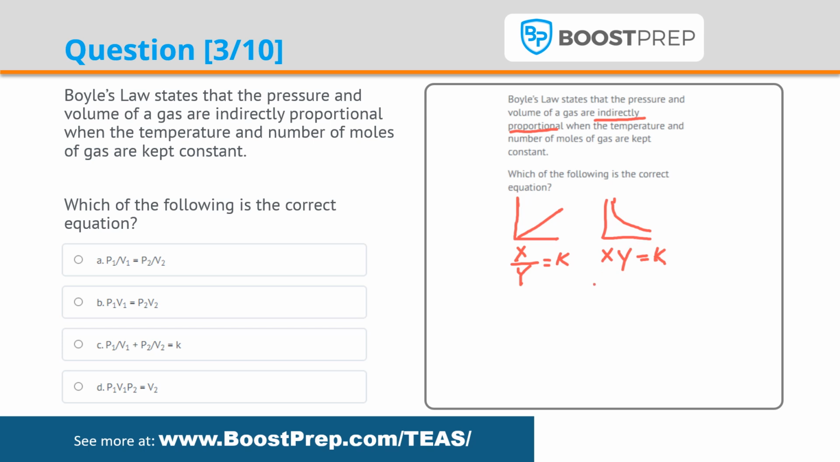If we look at the examples that were given for this equation, the first one was P over V, and the second one was P times V. In this case, the P over V is a direct relationship, whereas the P times V is an indirect relationship. And since we're looking for an indirect proportional relationship, the second equation, where P1V1 equals P2V2, is the correct answer.